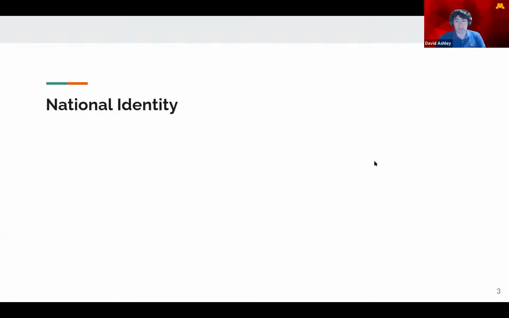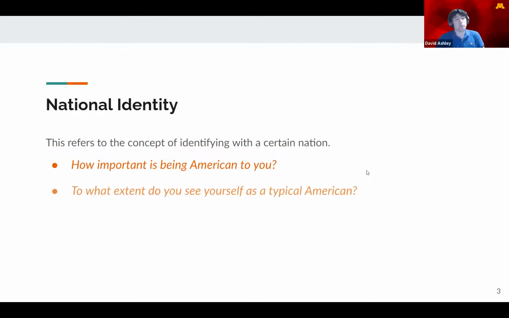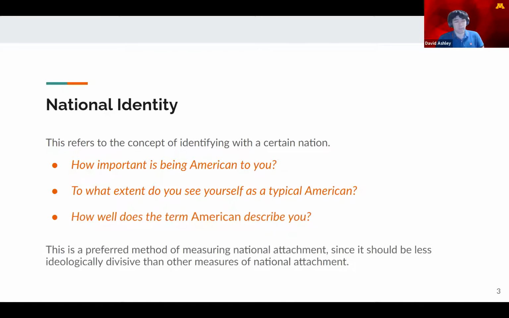All right, so national identity. This refers to the concept of identifying with a certain nation. So it answers questions such as, how important is being American to you? To what extent do you see yourself as a typical American? And how well does the term American describe you? This is a preferred method of measuring national attachment, since it should be less ideologically divisive than the other measures of national attachment.